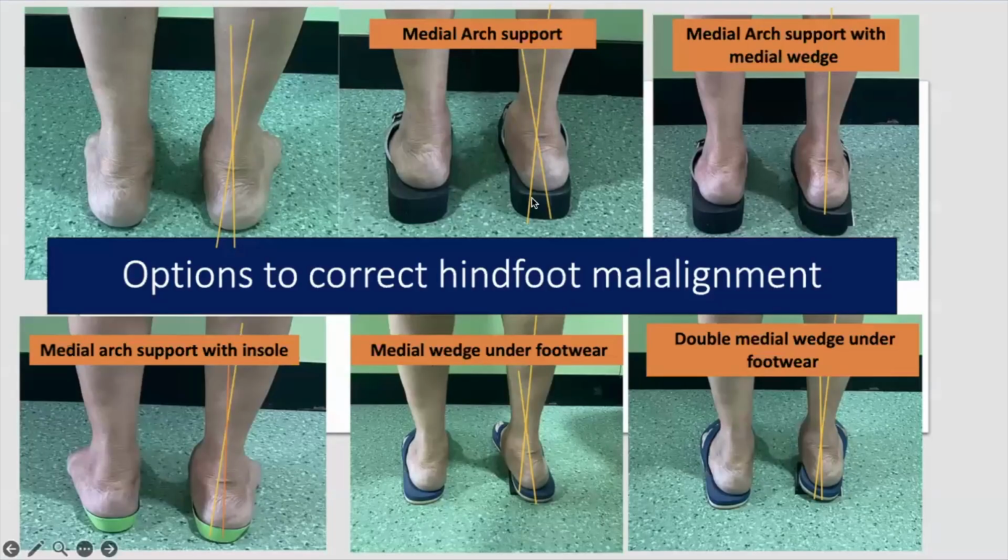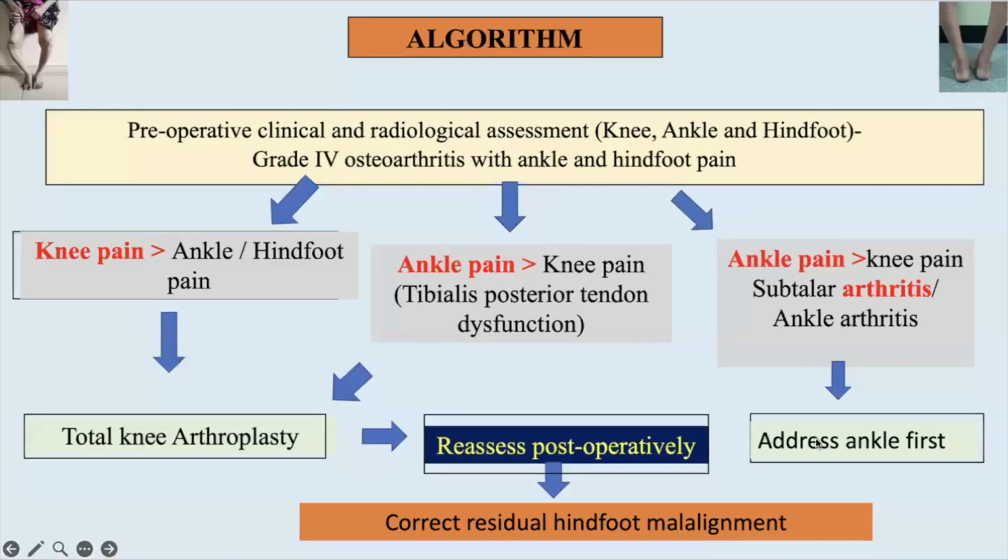And these are the various footwear modification options we opted for hindfoot malalignment. Number one is a medial arch support with a medial wedge. And the third option is a medial arch support with insole. And footwear modification is also done with a medial wedge. And in severe cases, we give a double medial wedge under the footwear. And this is the algorithm we developed: the preoperative clinical and radiological assessment, and grading of OA with ankle and hindfoot pain.